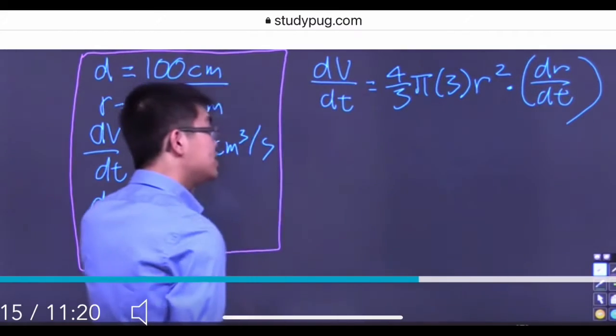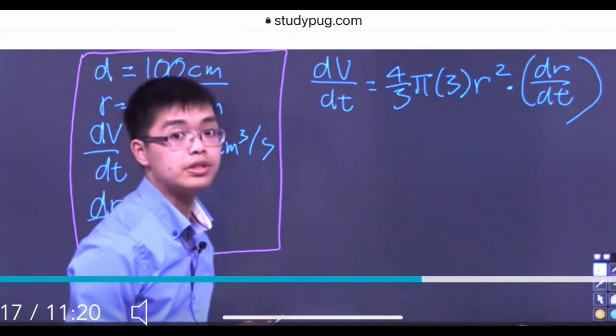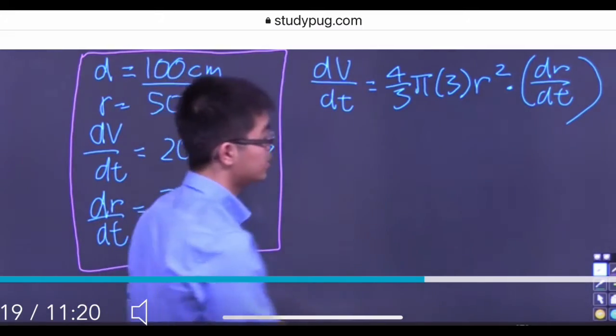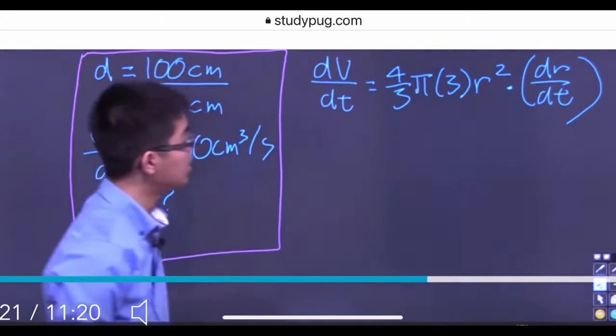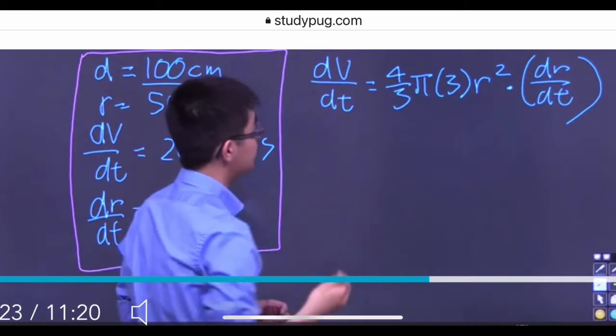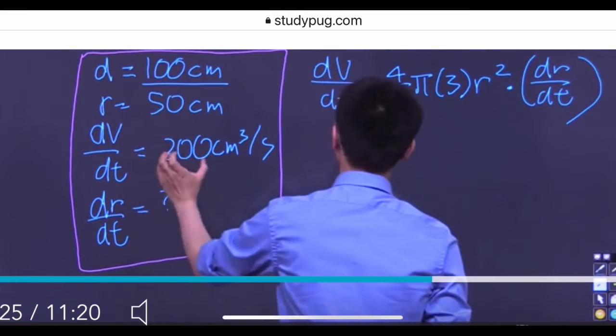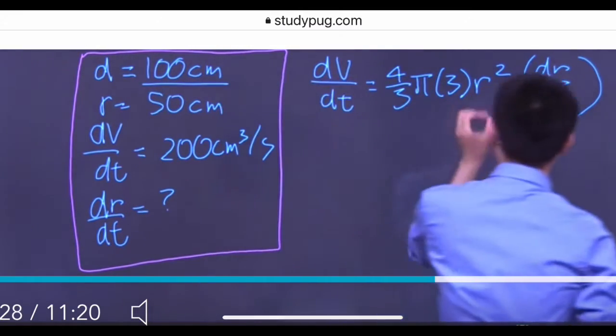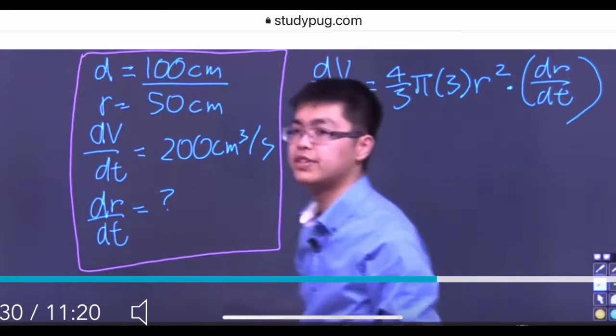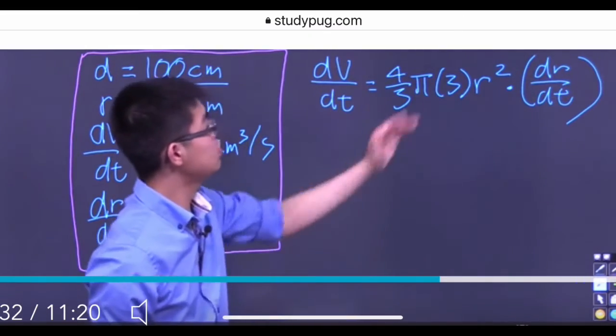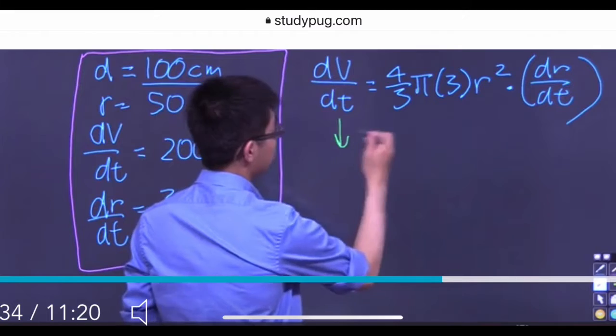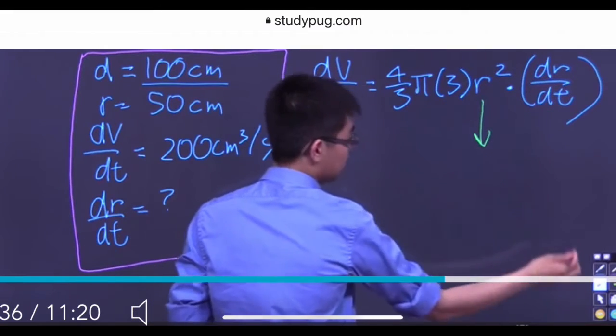Now, why is this useful? Why do we need to use this? Check this out. We know what dV over dt is, right? We know it's 200. And we know what r is, and r is 50, right? So if we plug those two in, what are we going to get?